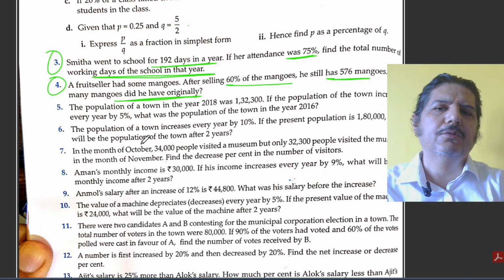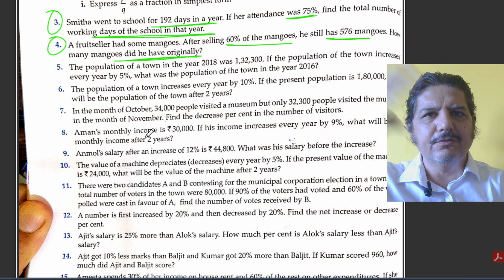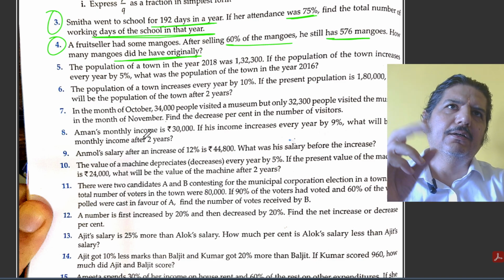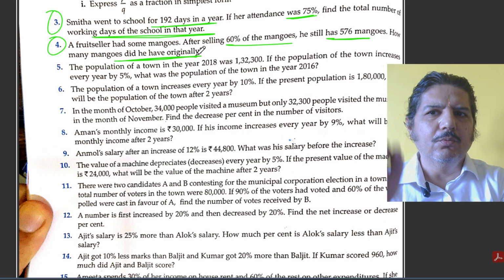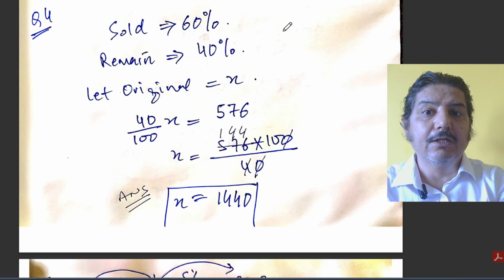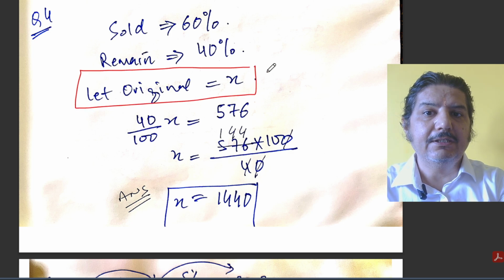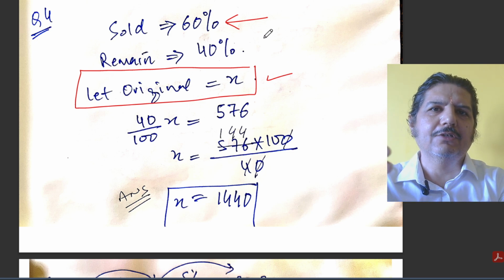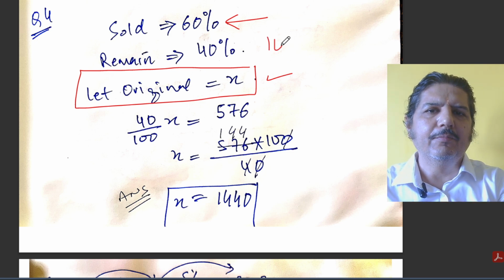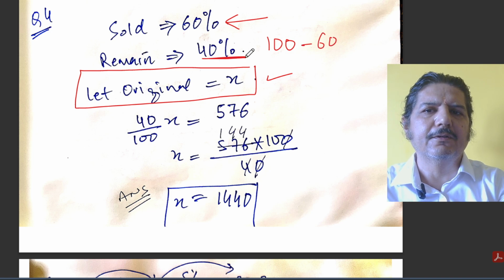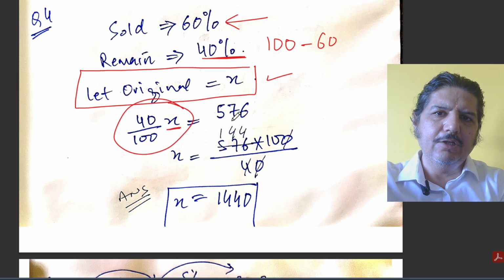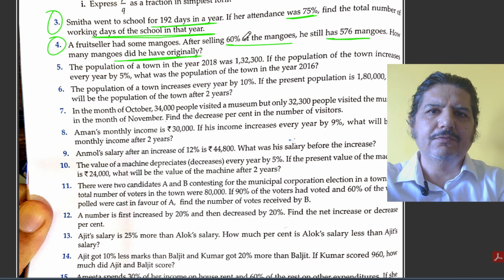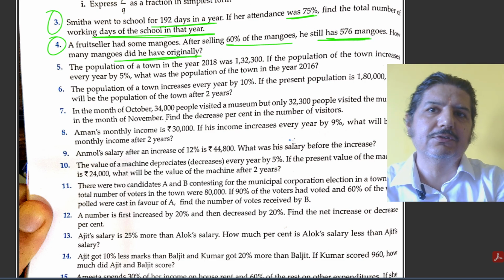So again, in this kind of question, because they are asking for the original, we assume that the original is X. You should be very clear about what you are assuming to be X. So in this case the original number of mangoes that he had was X. Now he has sold 60%. If he has sold 60%, what would be remaining? The remaining would be 100 minus 60. So that is 40%. Now this 40% of X, 40% of the total, is equal to 576. This is 576 because he still has 576 mangoes.